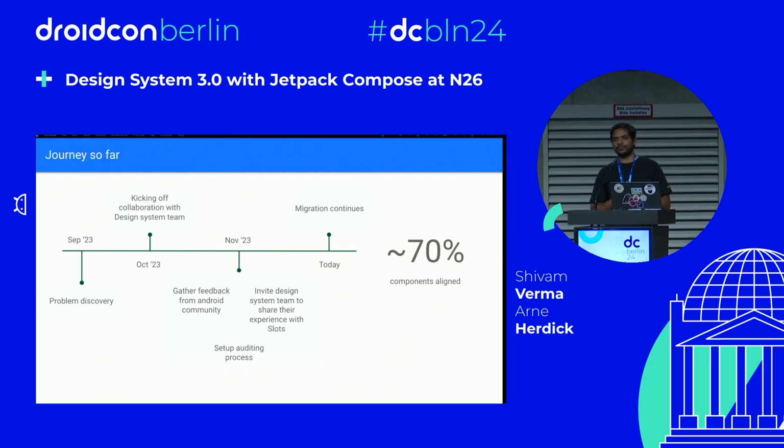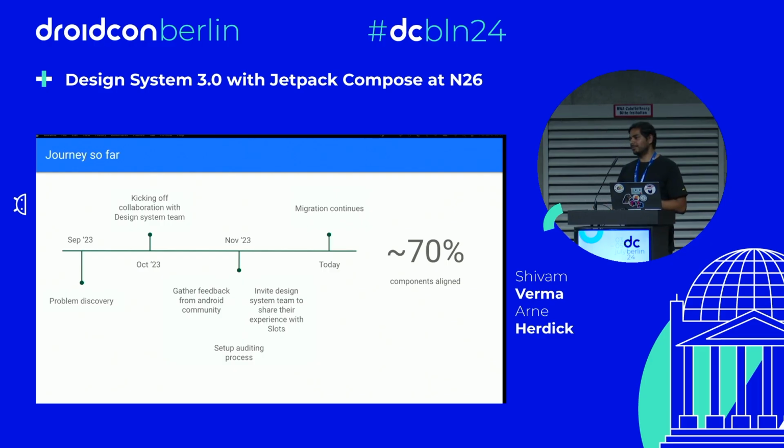This auditing process was basically to sit down with the rest of the design system team, look at the iOS implementation and the web implementation, and see what slots currently exist at their end and what makes sense for us to migrate to slots. Once we had all this data, we started actually implementing them. Since then, we've been slowly migrating our design system implementation to use slots.